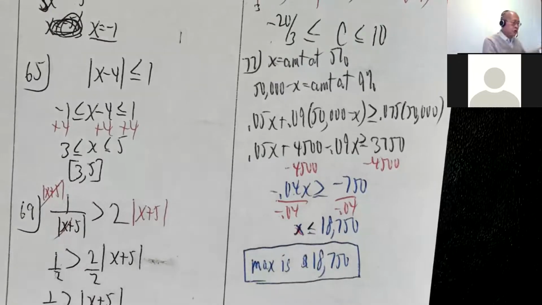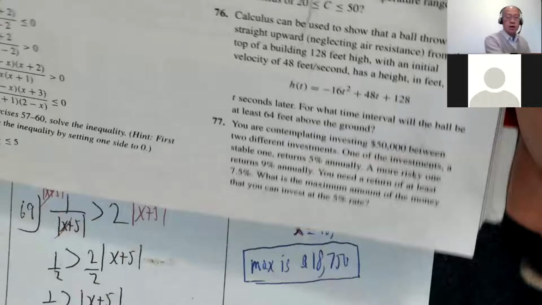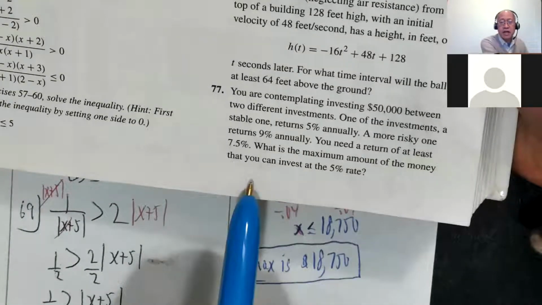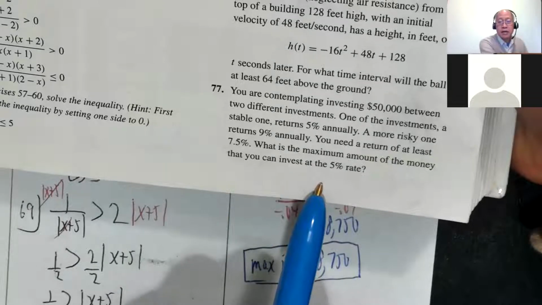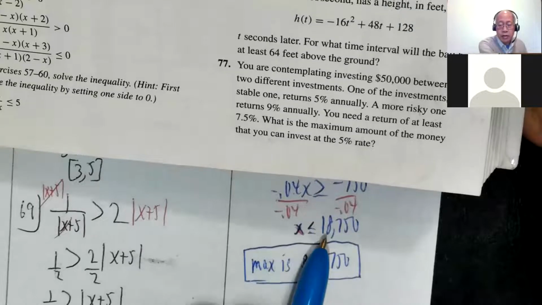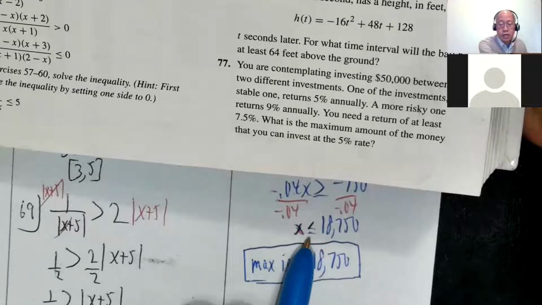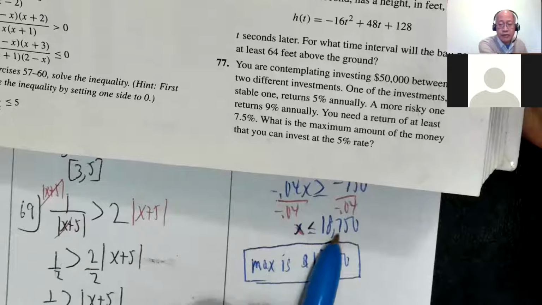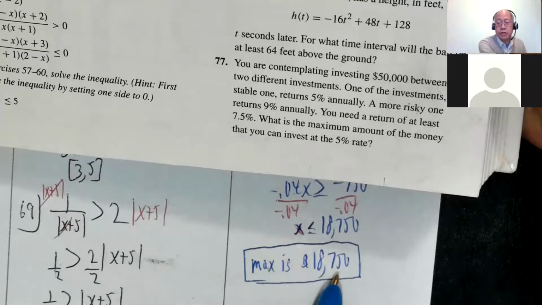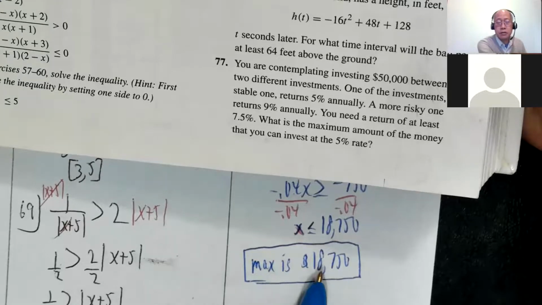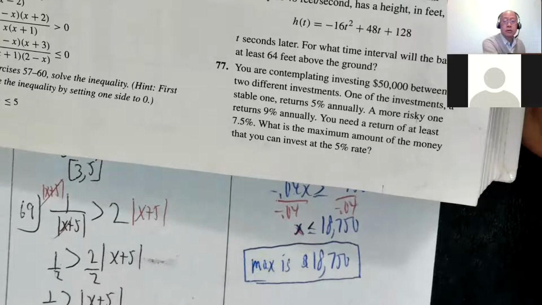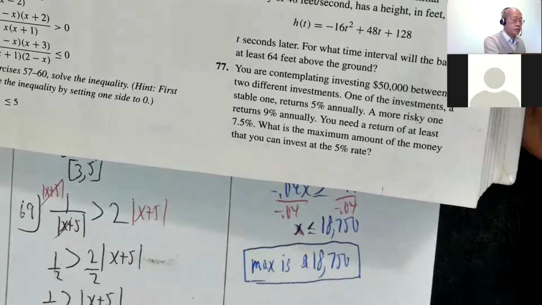Now, if you look at the original question, what is the maximum amount of money that you can invest at 5%? I call it X, the amount at 5%. It's less than or equal to 18,750, right? So if the number is less than or equal to 18,750, the maximum, well, it's 18,750. So that answers the question. The maximum is 18,750. Okay, so that's the way that works.